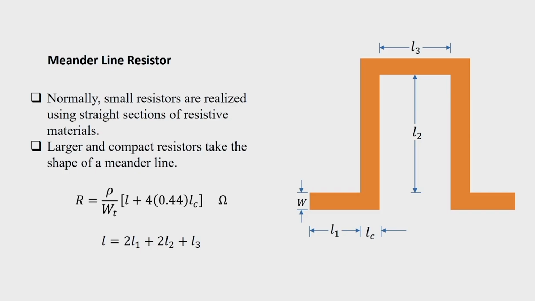is equal to 2 times L1 plus 2 times L2 plus L3, and Lc gives the width of the line, and its contribution is taken care of because we have 4 corners here, 1, 2, 3, 4. So, it has been accounted here.